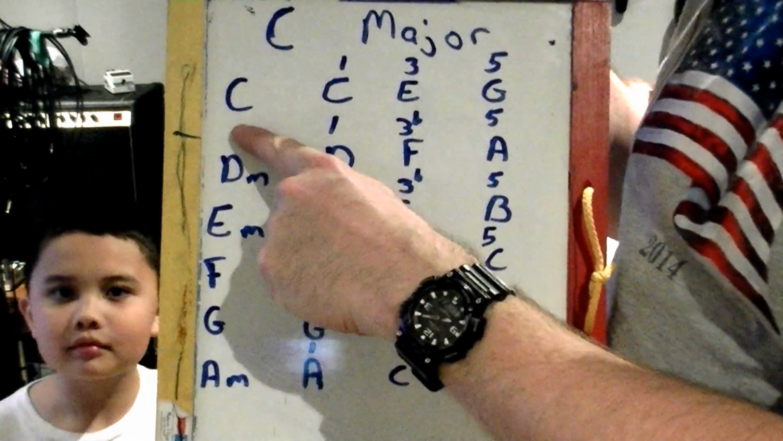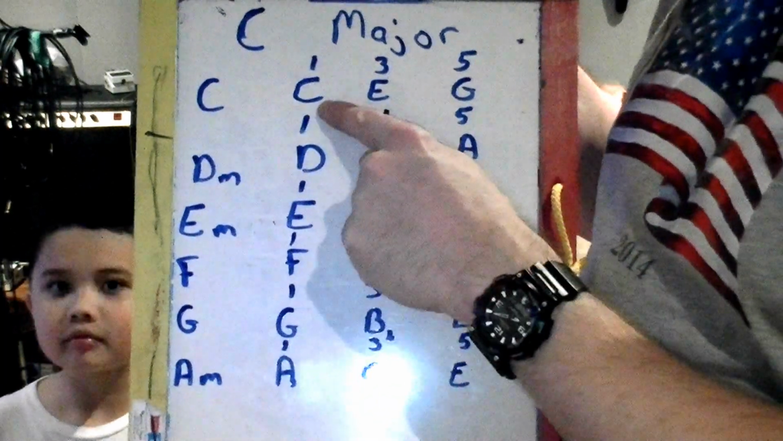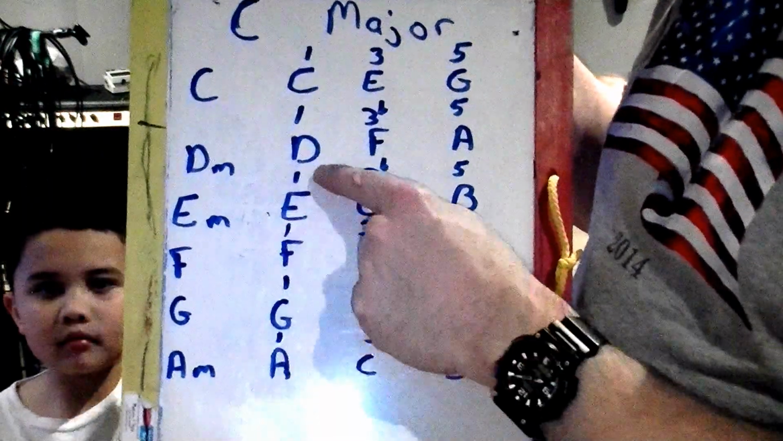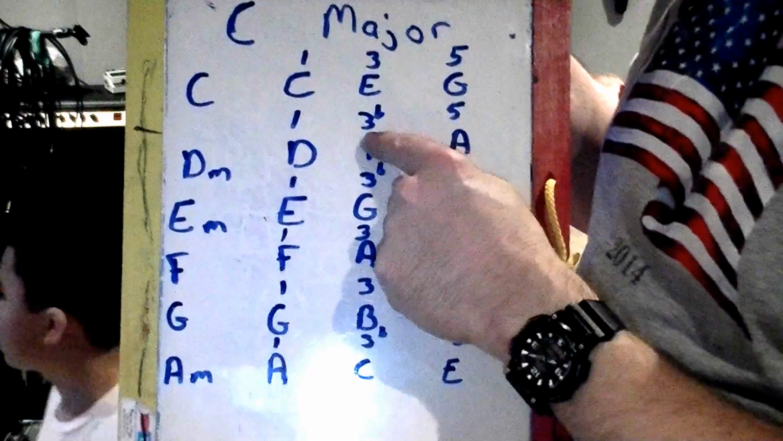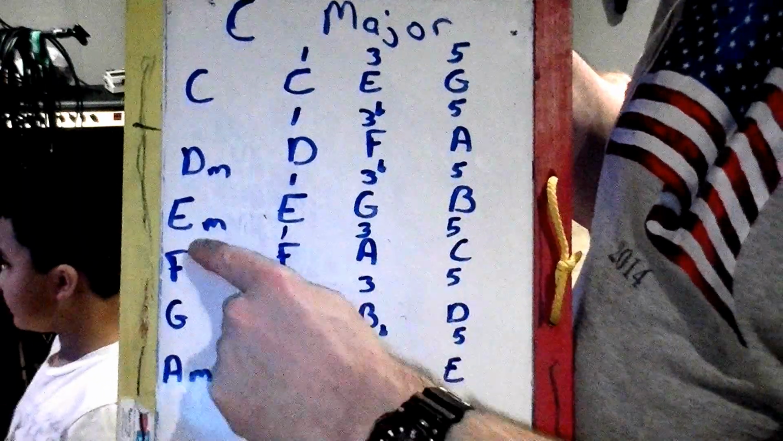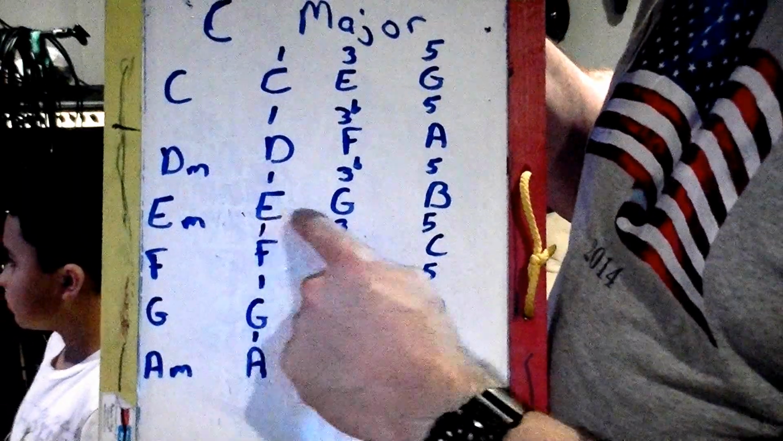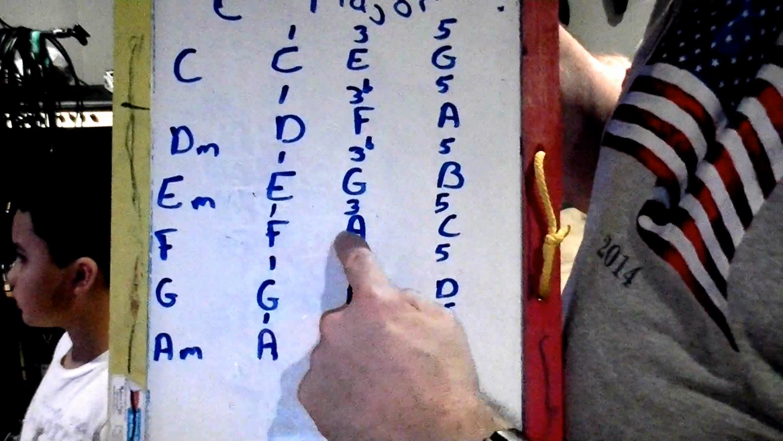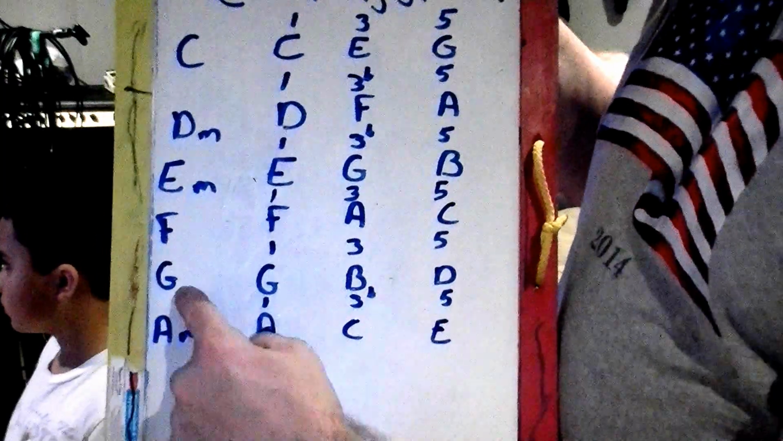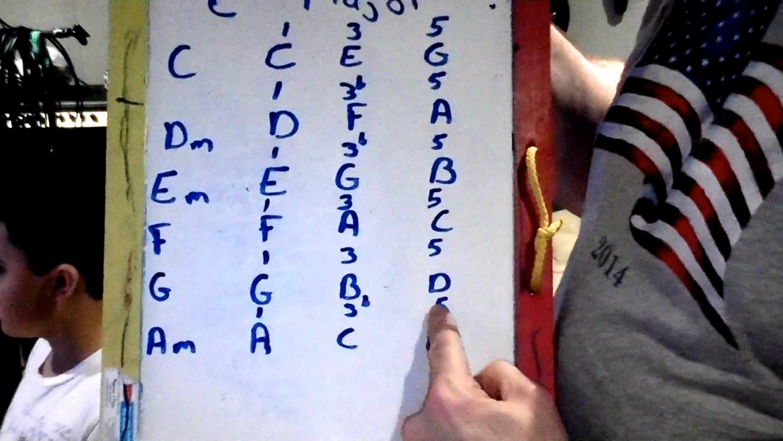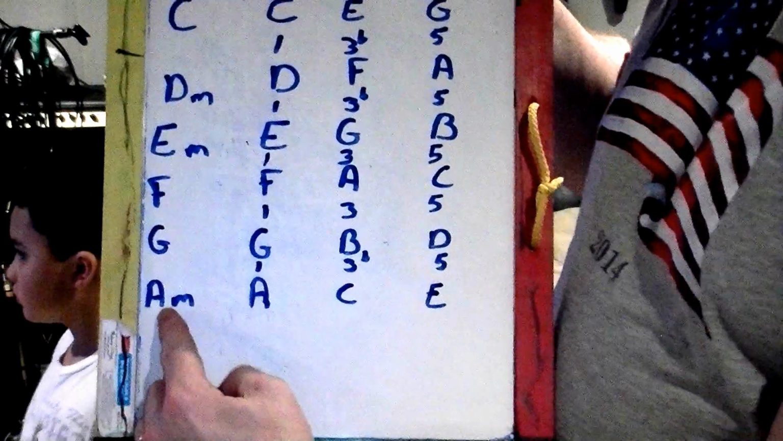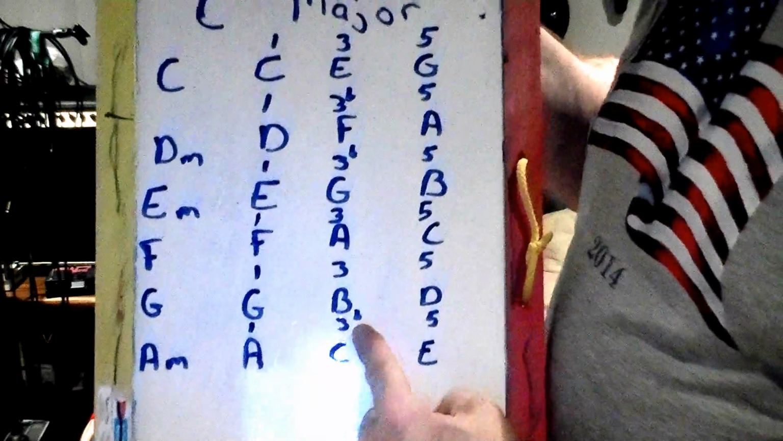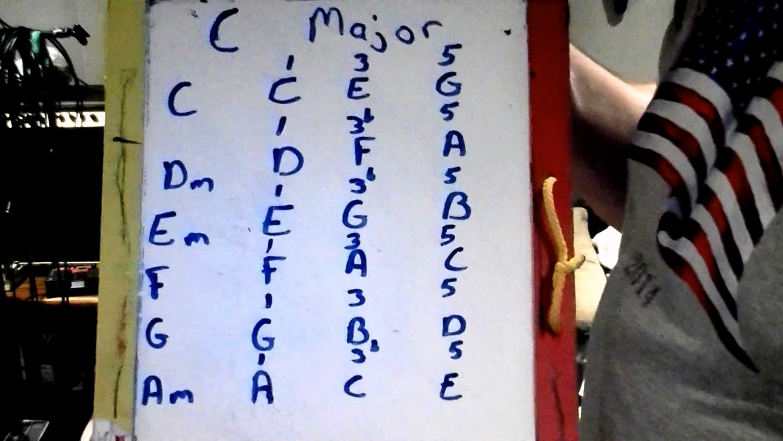Starting with C major, which is comprised of a C, E, and G, the 1, 3, 5. D minor, which is a D, F, and A. That F is a flatted third. E minor, which is an E, G, and B. That G is a flatted third. F major, F, A, C. G major, G, B, D. And then the sixth, the A minor, A, C, E. That C is a flatted third. Okay? We're not going to deal with the seventh at this point in time.